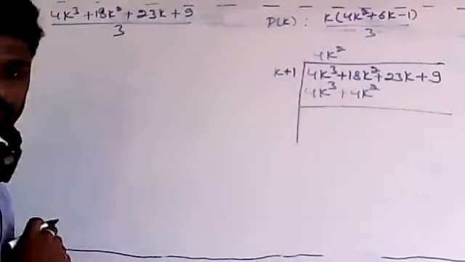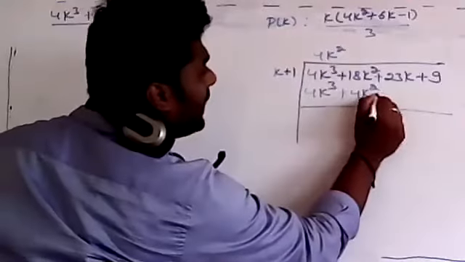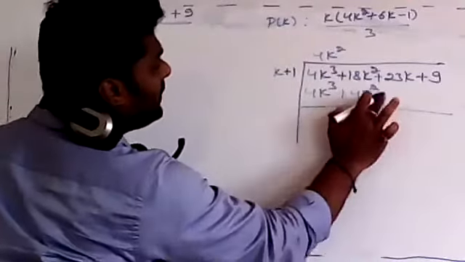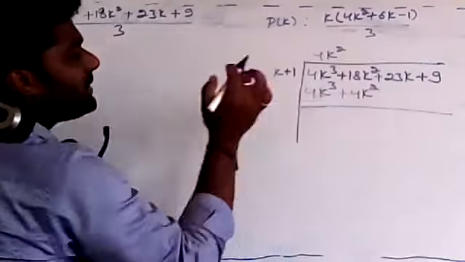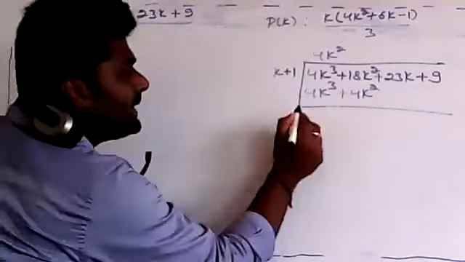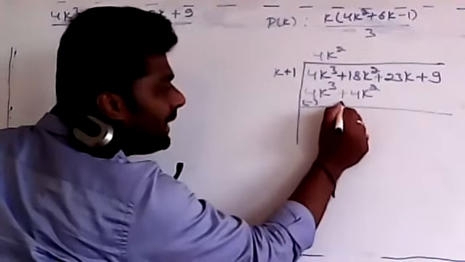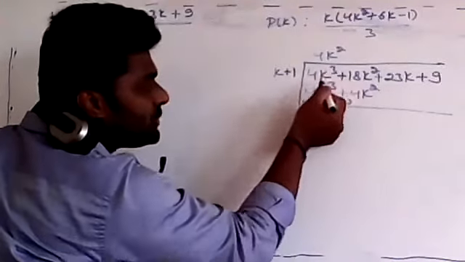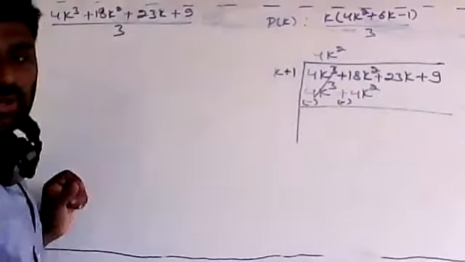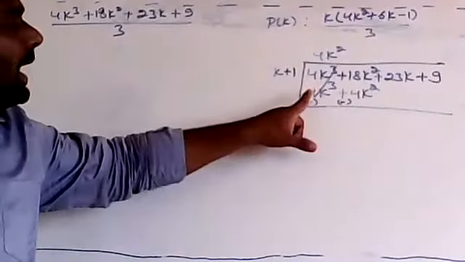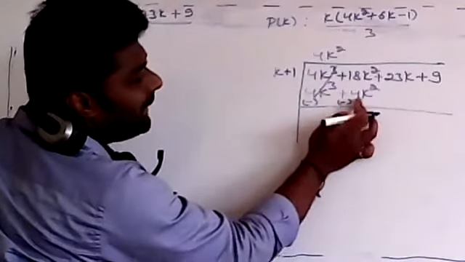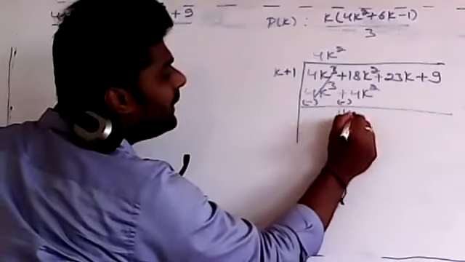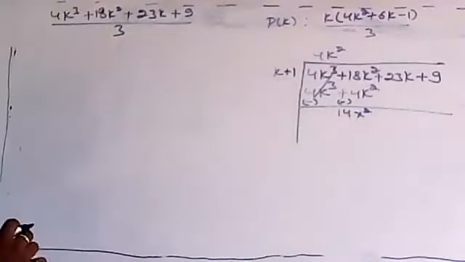Next, plus 1 into 4k square is what? 4k square. Correct or not? Till here we have solved. k into 4k square is 4k cube, plus 1 into 4k square is 4k square. Then change the sign, plus becomes minus, then 4k cube and minus 4k cube get cancelled. Now check here, 18 minus 4 is what? 14k square. Right or not?